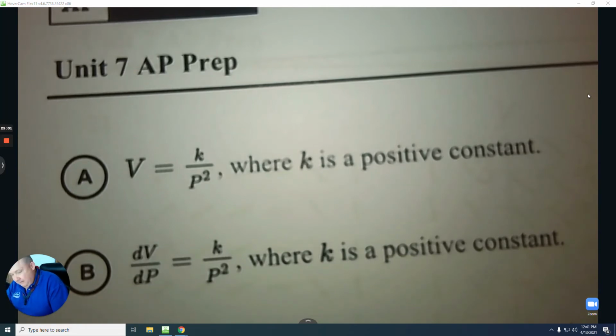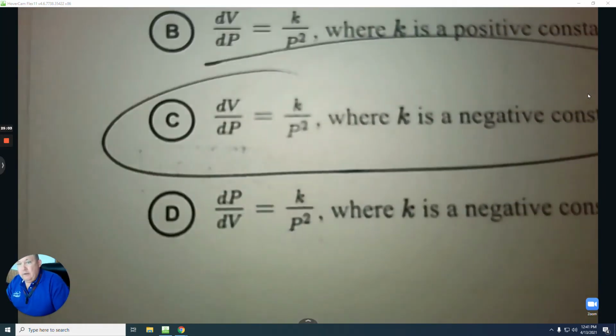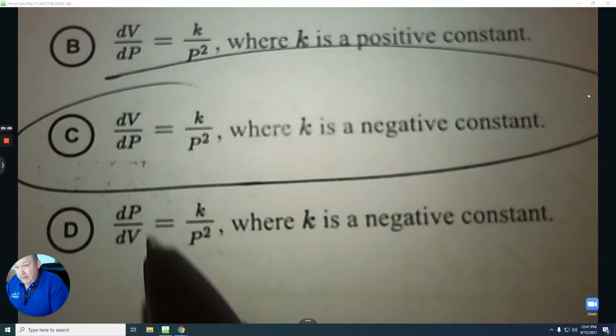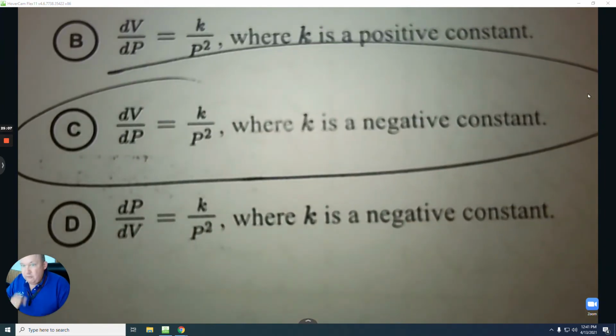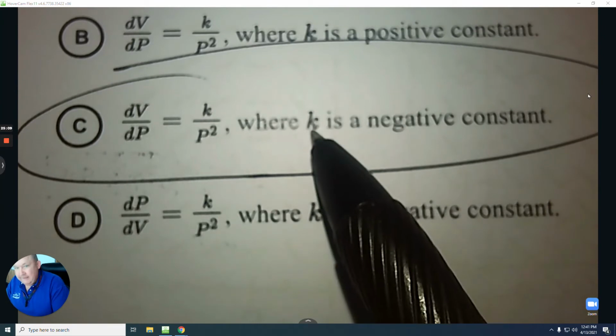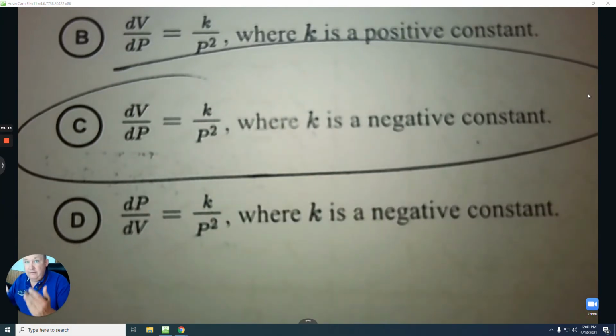dV by dP, this one right here. Be careful, right? They're trying to trip you up here. And K is a negative constant because it's decreasing.